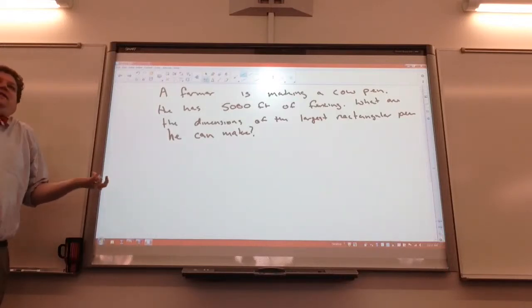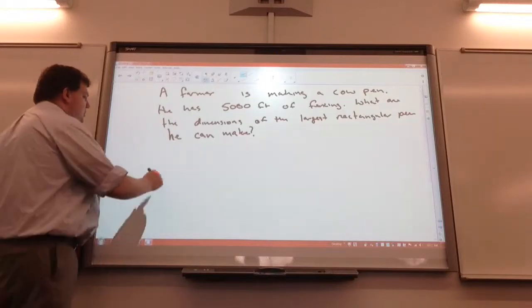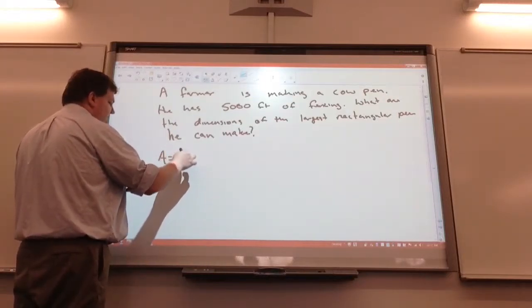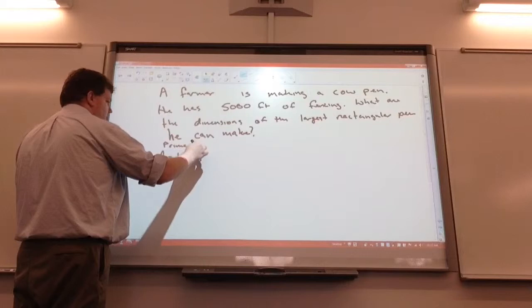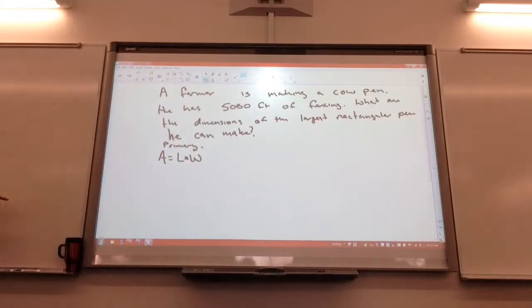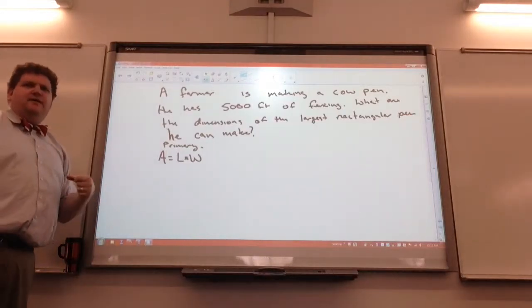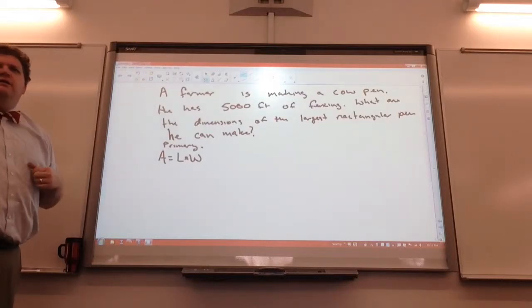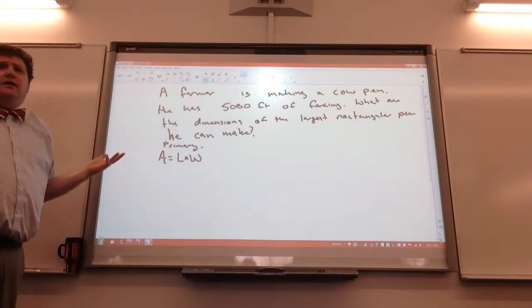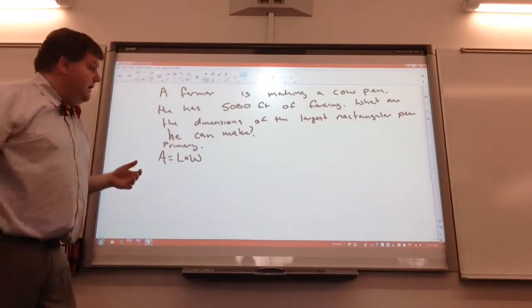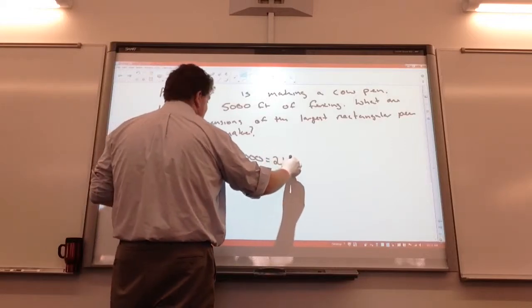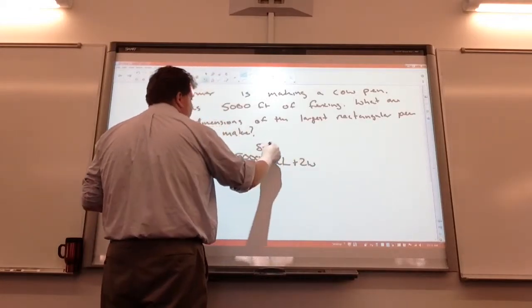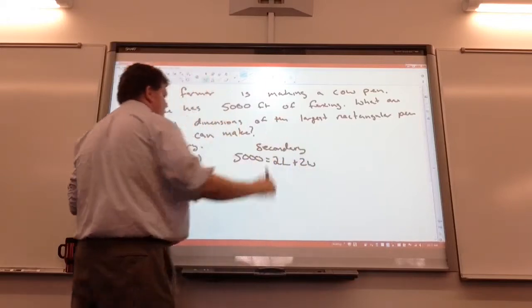So, what's the area of a rectangle, anybody? Length times width. So the area is equal to length times width, and that's our primary equation. Next, we've got to somehow relate length and width together with what we've got. We've got the perimeter, which is 5,000. So what's the perimeter? Two length plus two width. So 5,000 is equal to twice the length plus twice the width. And that's our secondary equation. So to answer your question, Jim, yes, there is a secondary equation. It's the perimeter.